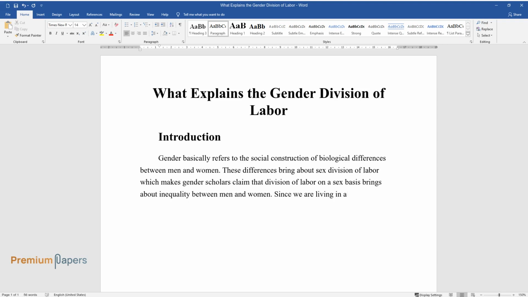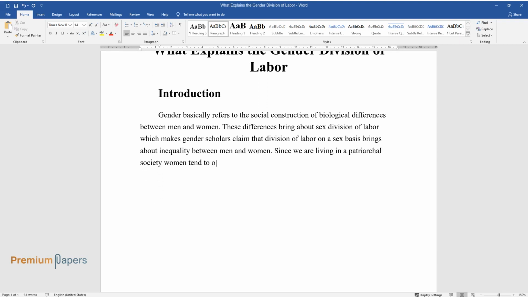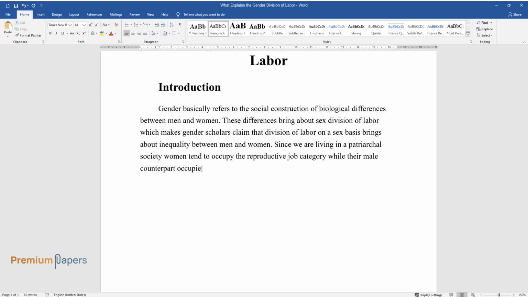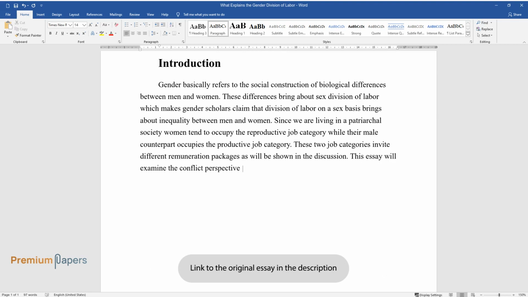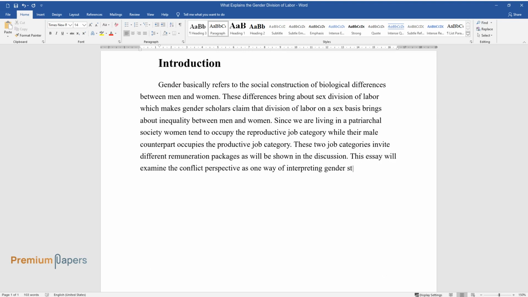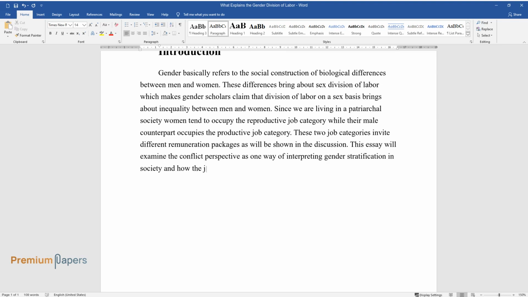Since we are living in a patriarchal society, women tend to occupy the reproductive job category while their male counterpart occupies the productive job category. These two job categories invite different remuneration packages, as will be shown in the discussion. This essay will examine the conflict perspective as one way of interpreting gender stratification in society and how the job category noted above affects occupational prestige.